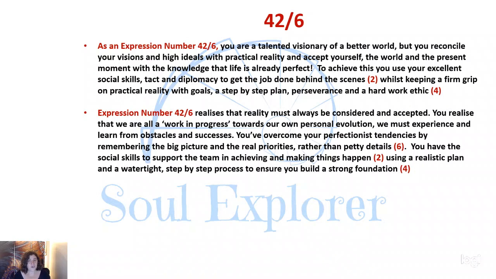The other one I did earlier, the 4 was most important because it was 2, 4, 6. But this time, this expression number, it's flipped the other way. So to express and manifest your talent energy in the 6, you do it with the energy of the 2 and the energy of the 4. So if I'm talking about an expression number 42-6, you're a talented visionary.